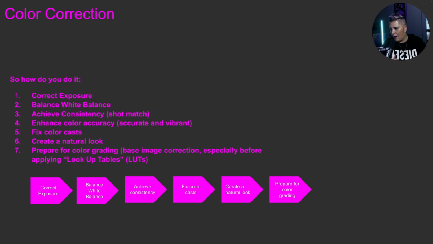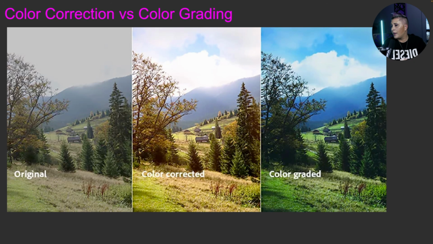Next, you're going to want to prepare for color grading, and that's ensuring that your base image correction, especially before applying your LUTs, is done. And that's basically this flow chart I have here. Again, correct your exposure, balance the white balance, achieve consistency, fix color cast, create a natural look, and then prepare for grading. Let's go ahead and look at what an original shot looks like compared to a color corrected shot and then a color graded shot.